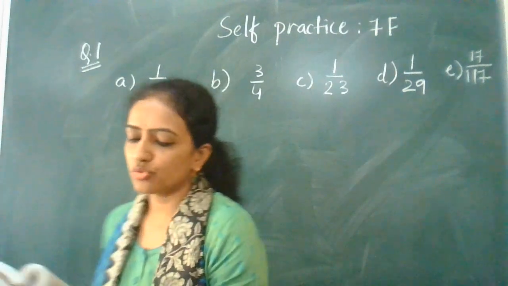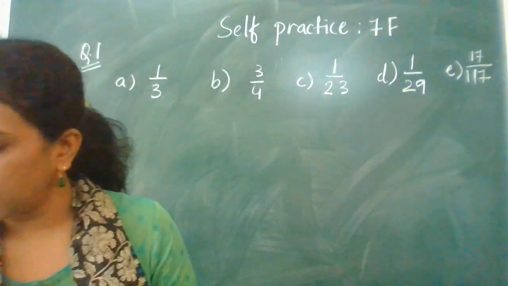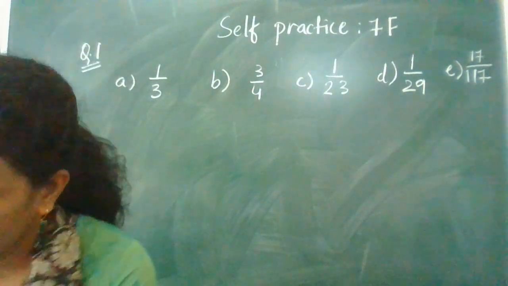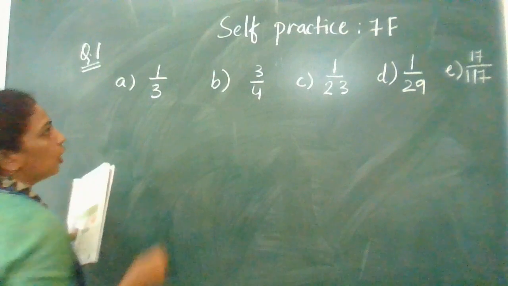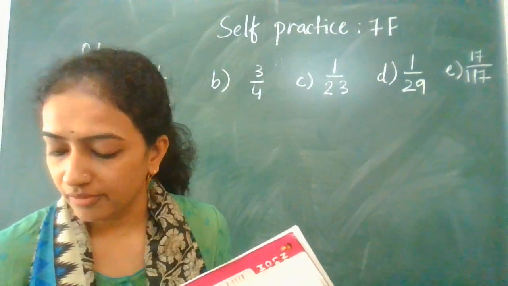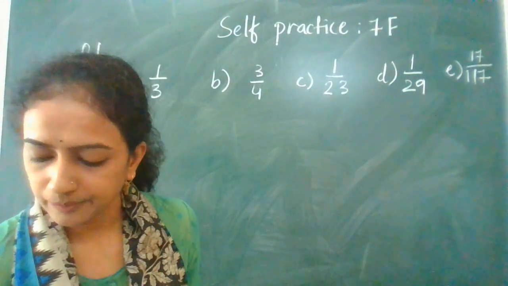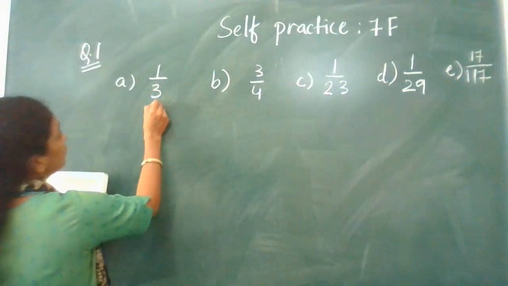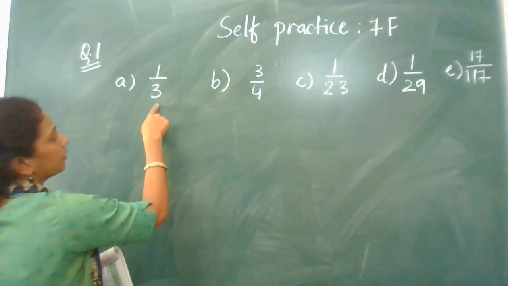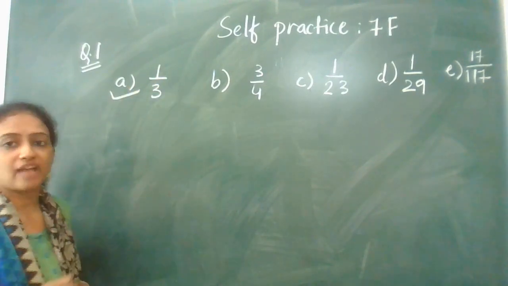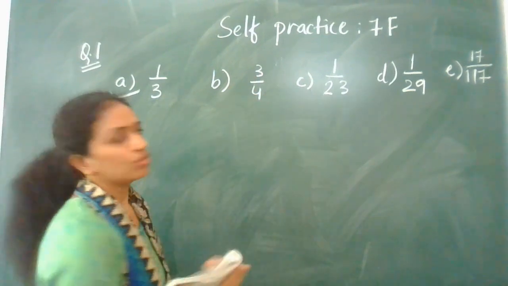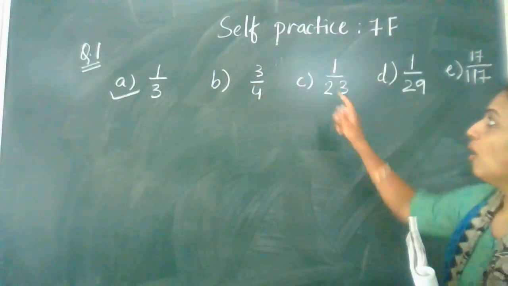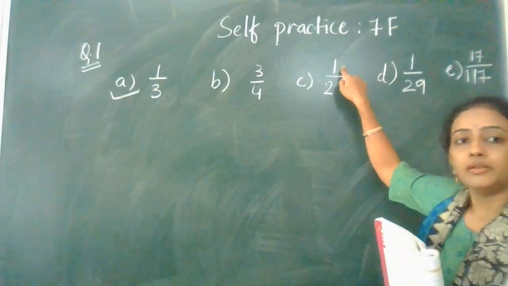Okay, so you just have to say which of the following are unit fractions. Okay, we'll just tick, that is A. We all know unit fractions are the fractions which have 1 as a numerator. So this is fraction A, which has 1 as a numerator, so we can call it a unit fraction. This is not a unit fraction. I am again repeating, a unit fraction is a fraction which has 1 as a numerator.